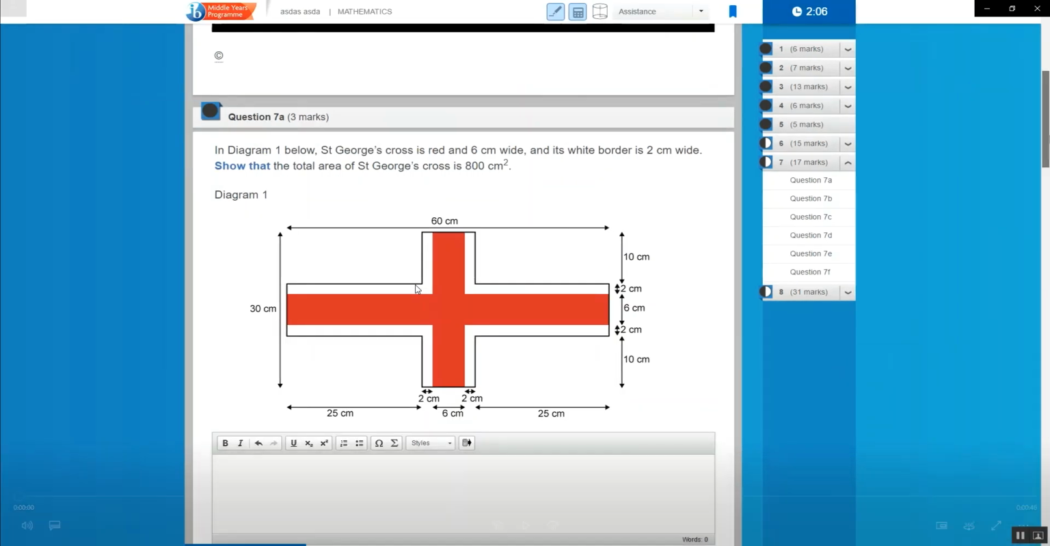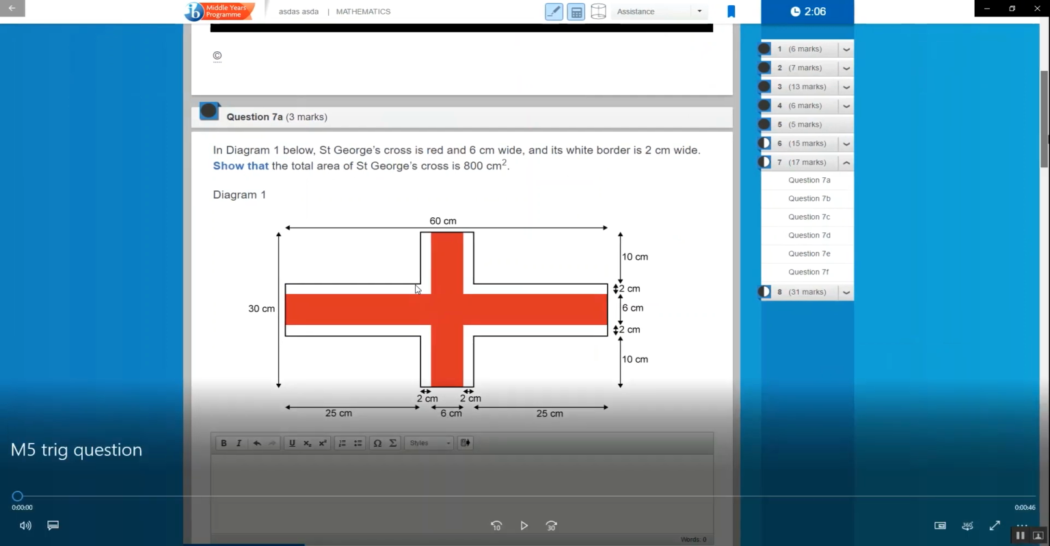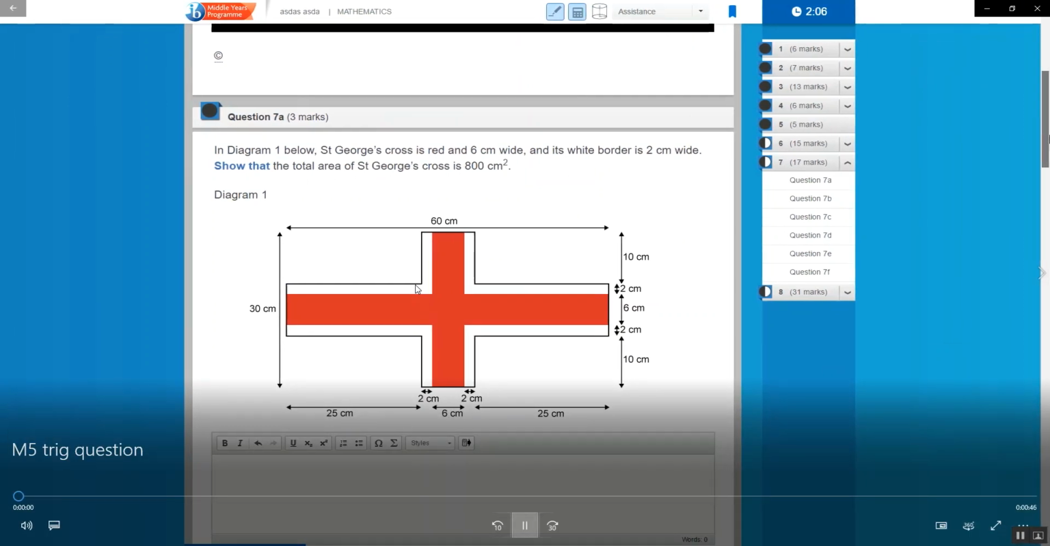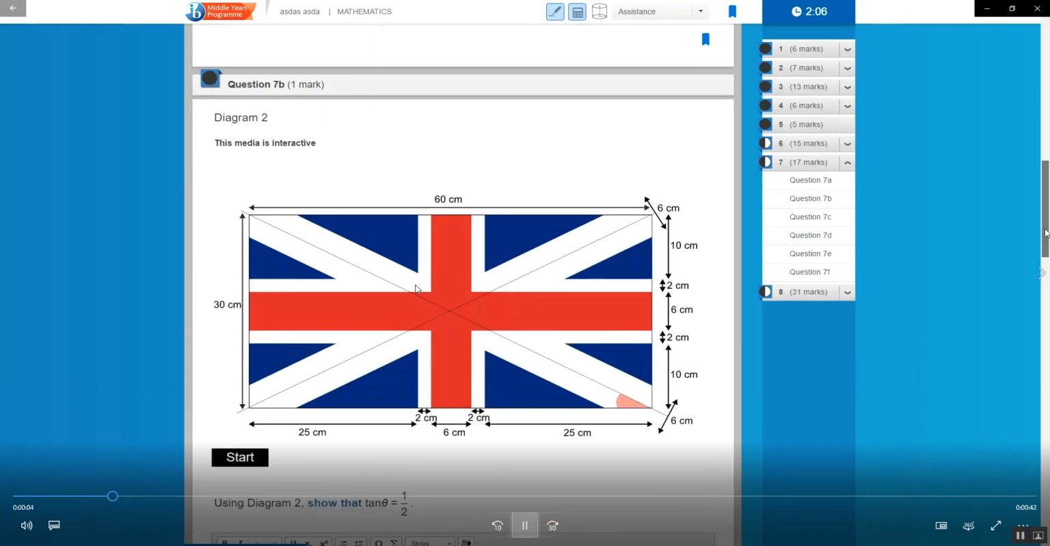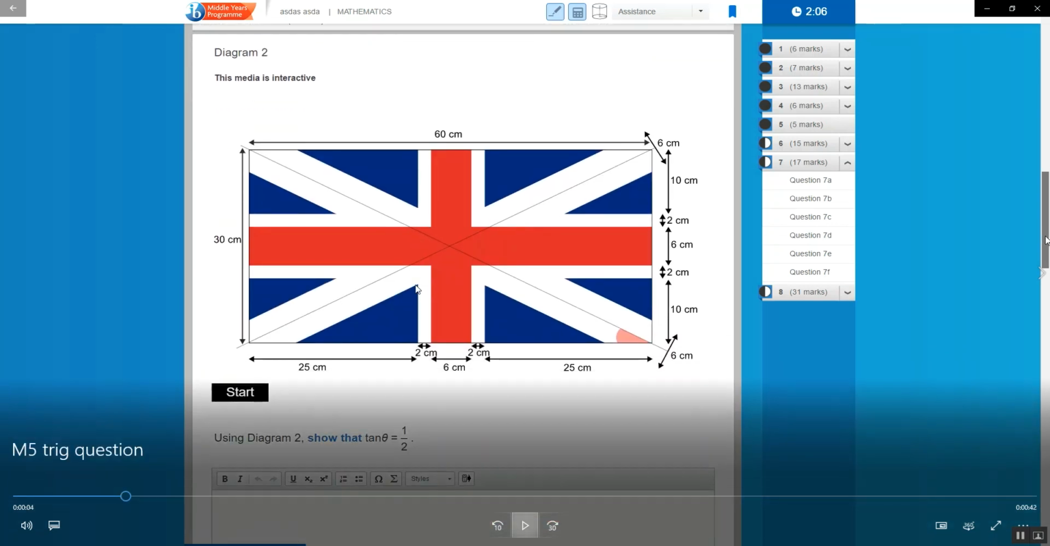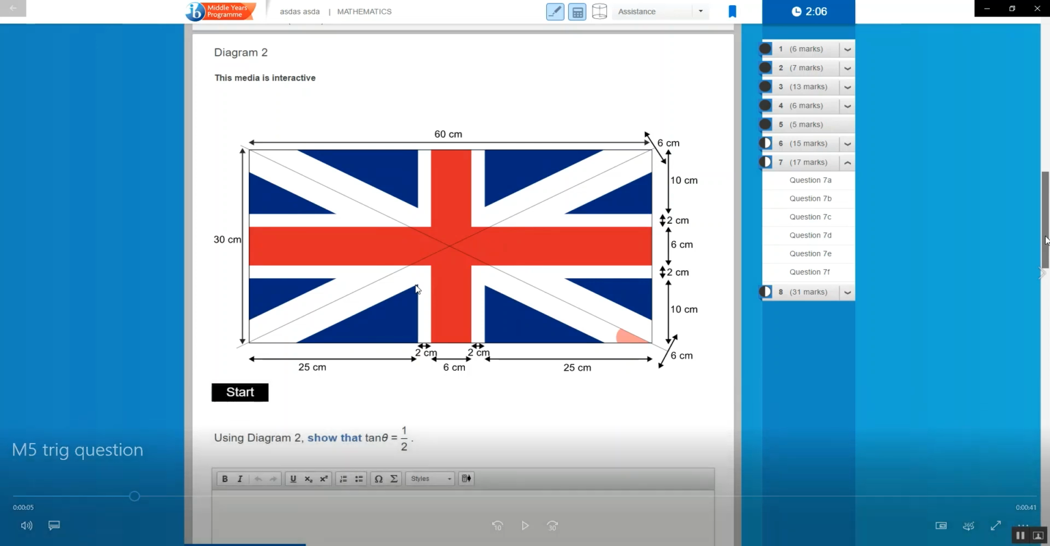Okay, right, so looking at the next part of this question. So we skip down. Okay, so using diagram 2, so we've got this, which doesn't particularly look very nice.